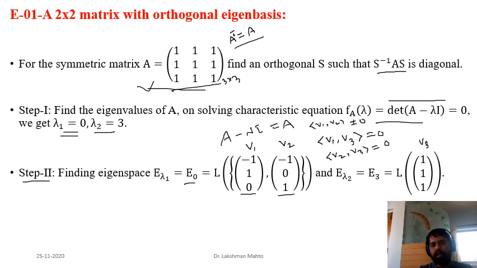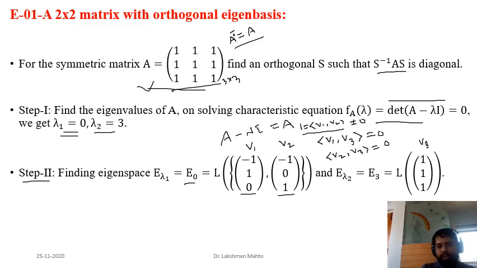So you can easily calculate this. What is the dot product? It is minus 1 times minus 1, which is 1, 1 times 0, 0 times 1. So the inner product of V1 with V2 is just equal to 1. That one is not a zero quantity, so you can easily observe that.